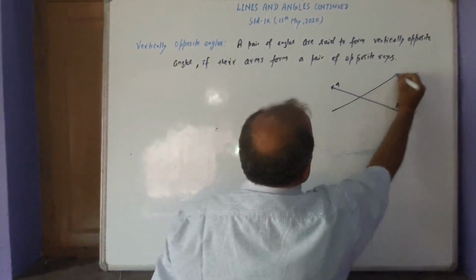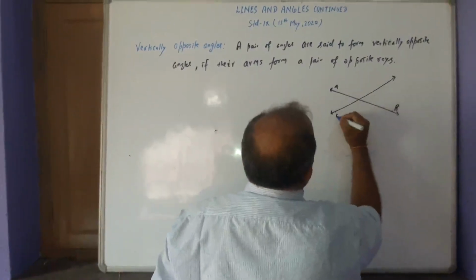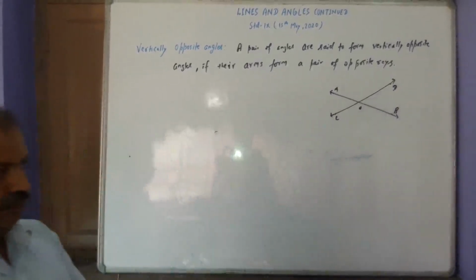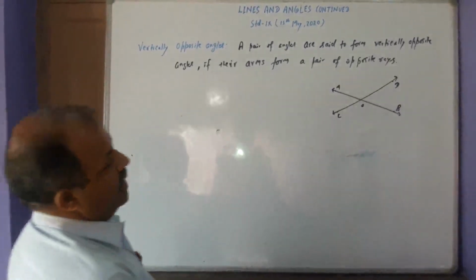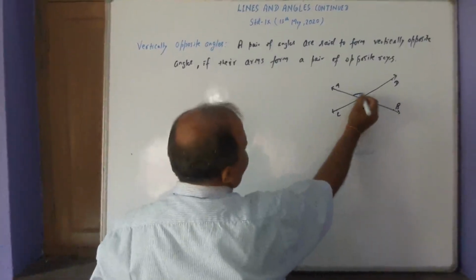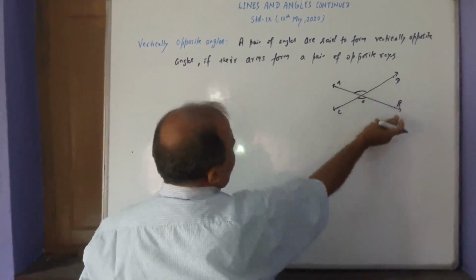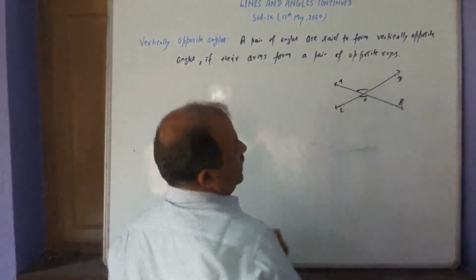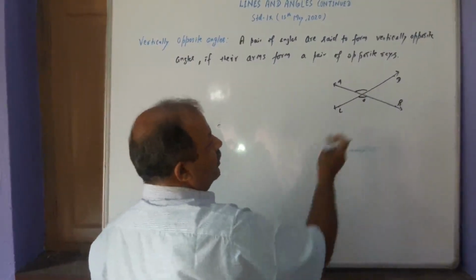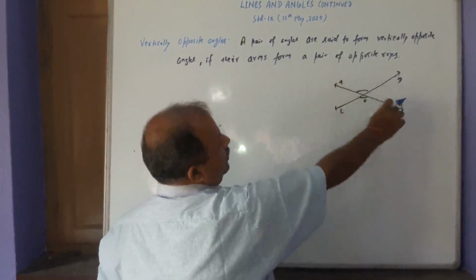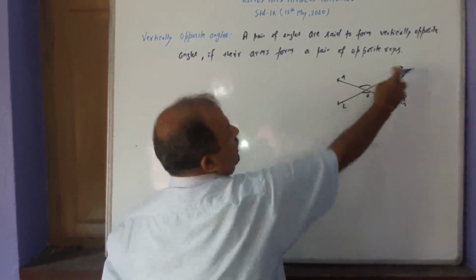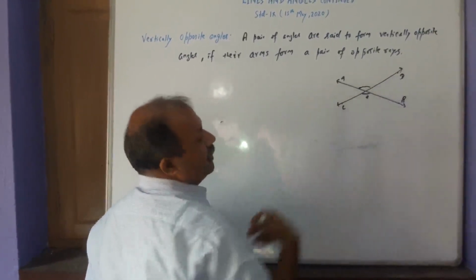See here, if these two lines AB and CD intersect each other at O, then angle AOD and angle BOC, these two angles are vertically opposite angles. Why? Because their arms OA and OB form one pair of opposite rays and arms OC and OD form another pair of opposite rays.